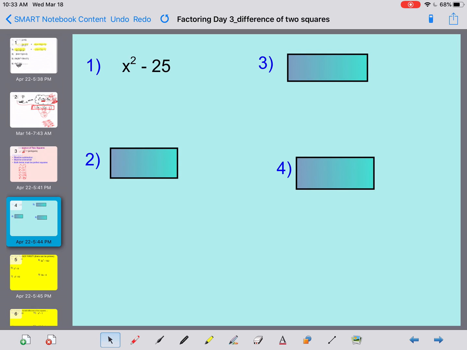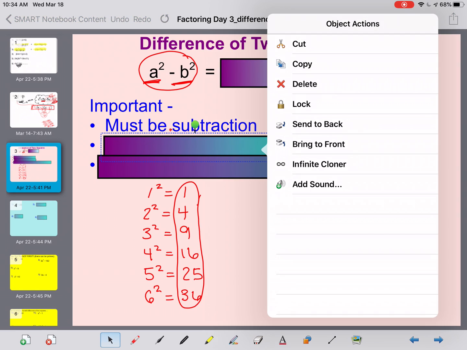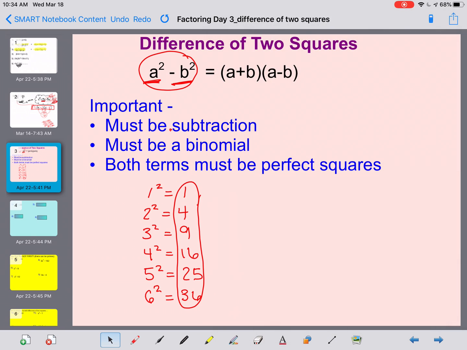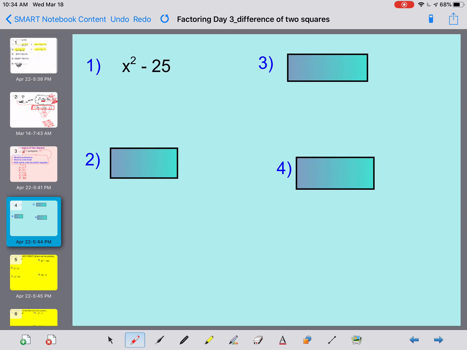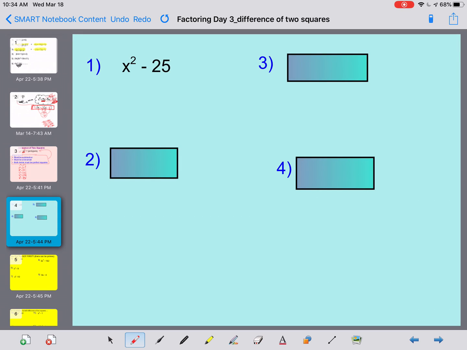So example 1 is x squared minus 25. I'm going to check for a GCF. There's no GCF. Then I'm going to always go through these 3 important things. I'm going to go through these 3 important things every time and make sure these things are true before I use that formula. Okay? So, number 1, is it subtraction? Yes, it is. Is it a binomial? 2 terms? Yes, it is. Are both terms perfect squares?